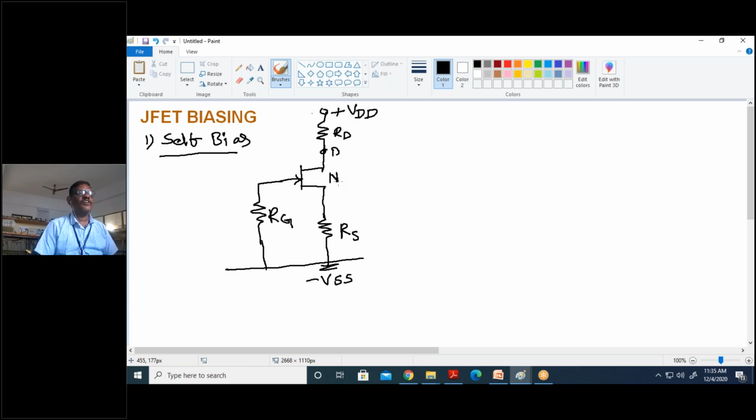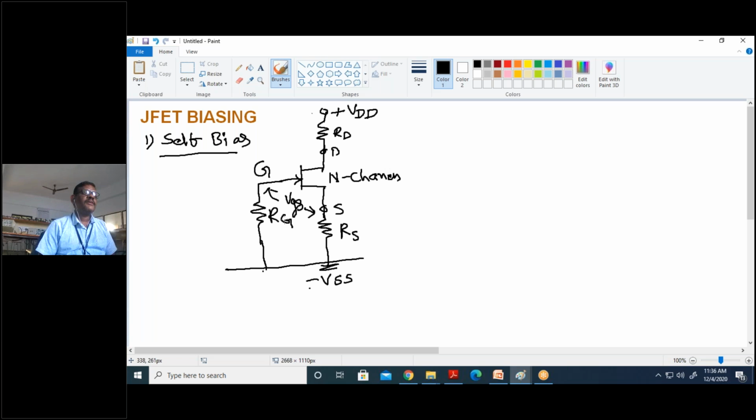Here N channel JFET. N channel means substrate material is N type material. Here the gate is P type material, so P material is connected to ground. Ground is nothing but negative potential. So here gate to source voltage is called VGS. VGS is in reverse bias, reverse voltage.